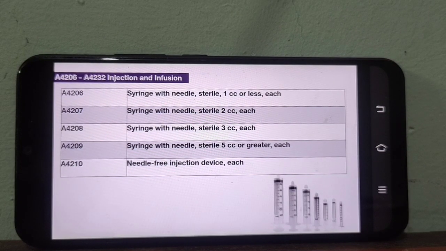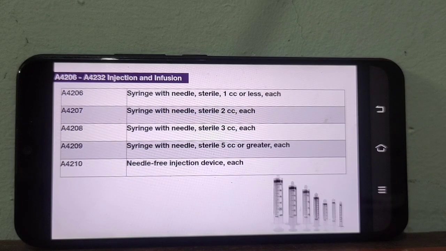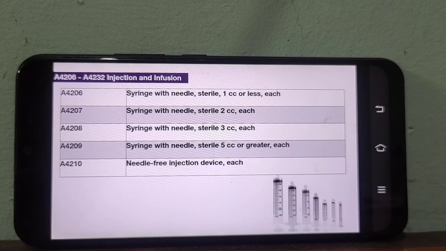So for 1 cc or less, A4206 for each syringe, A4207 for 2 cc, A4208 for 3 cc, A4209 for 5 cc, and A4210 for needle-free injection. So the previous codes are for syringes with needles and A4210 is for needle-free injection.